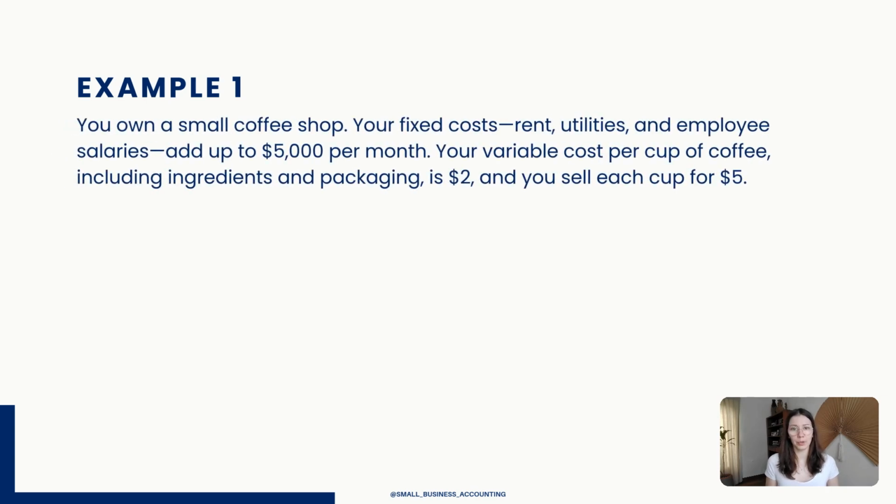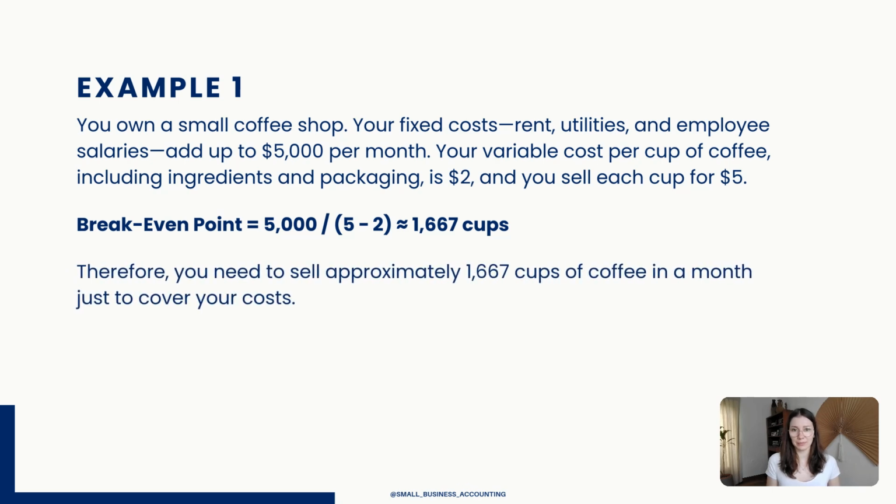Imagine you own a small coffee shop and your fixed costs like rent, utilities, and employee salaries add up to 5,000 per month. Your variable cost per cup of coffee includes ingredients and packaging and totals 2, and you sell each cup for 5. Using the break-even formula, we have 5,000 divided by 5 minus 2, which is around 1,667 cups. Therefore, you need to sell approximately 1,667 cups of coffee in a month just to cover your costs.